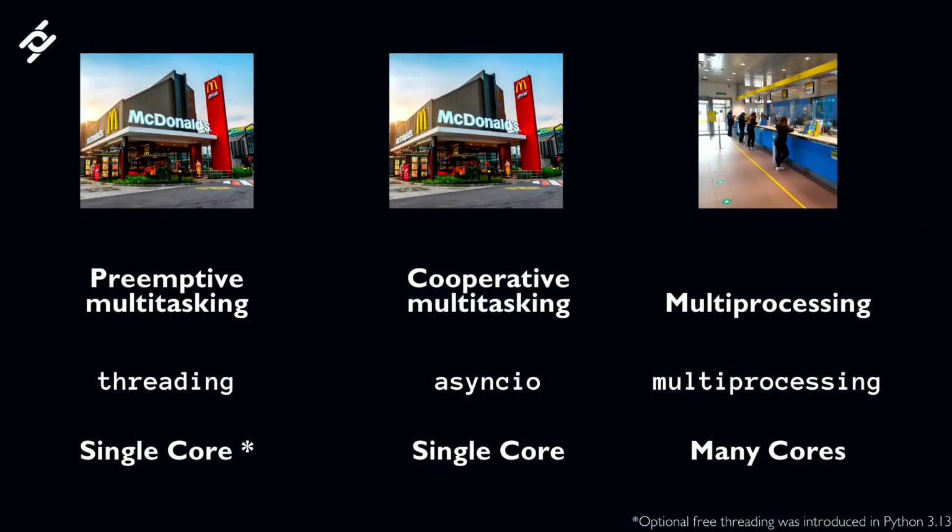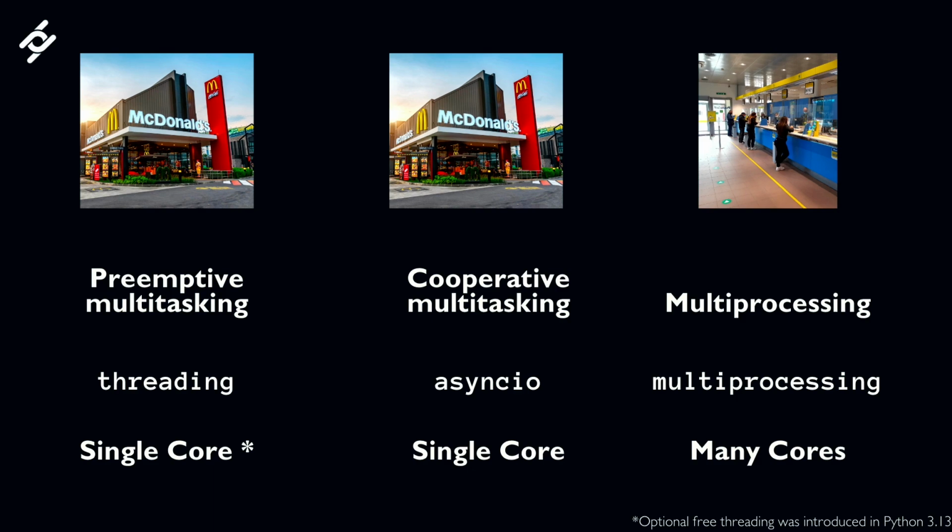To get a little bit more formal, you have three main forms of concurrency: preemptive multitasking, cooperative multitasking, and multiprocessing. In Python, these are implemented by three different packages, all of them in the standard library: threading, asyncio, and multiprocessing.